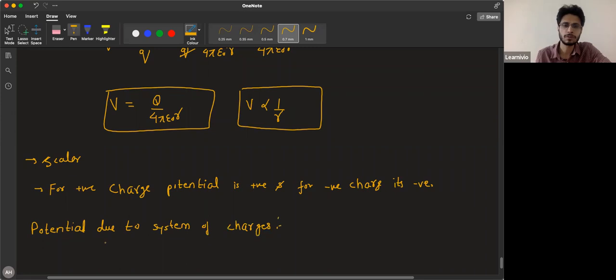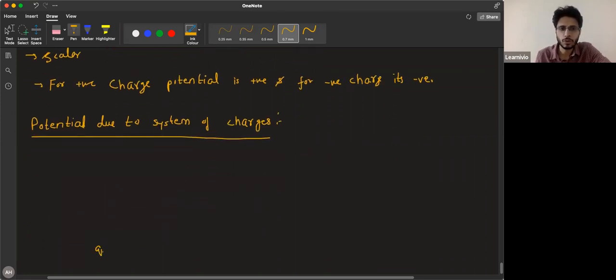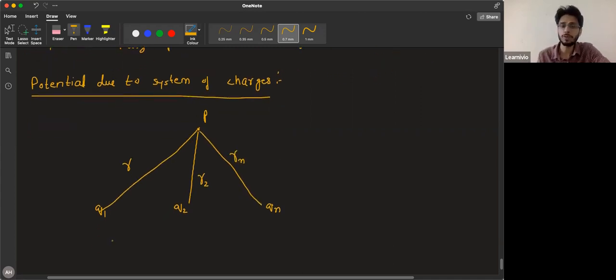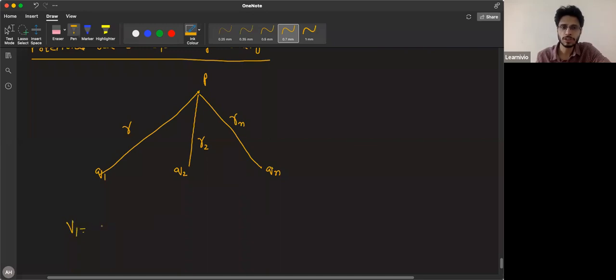So if you have a system having n point charges, let's say you have a charge Q1, another charge Q2, another charge Qn, and you're supposed to calculate potential at this point, with distances R1, R2. We will calculate potential due to each individual charge. For the first charge, the potential is 1 over 4 pi epsilon naught, Q1 by R1.